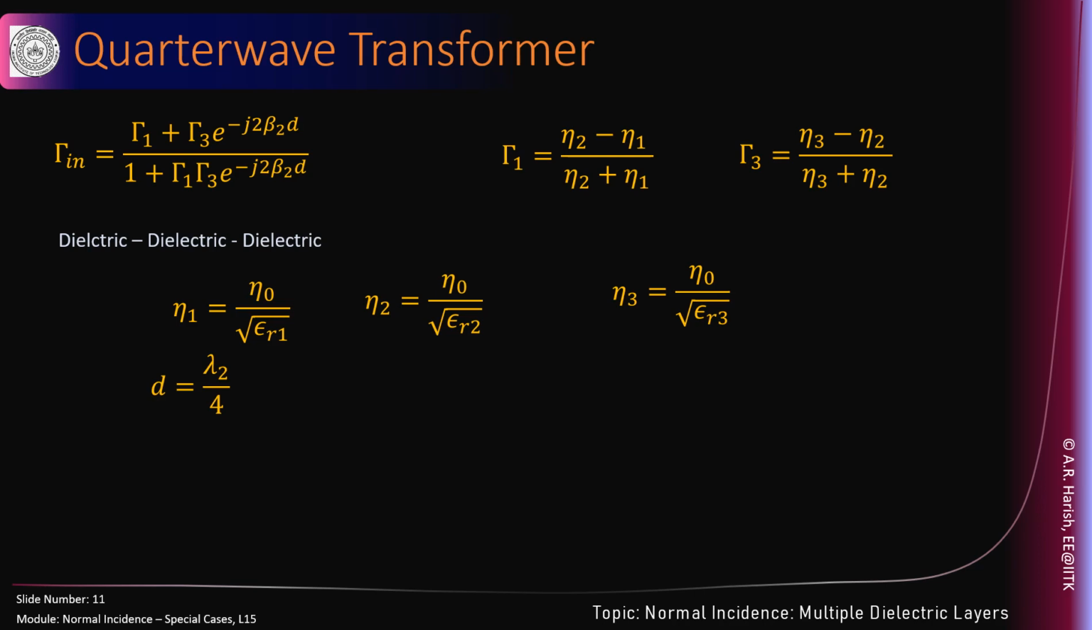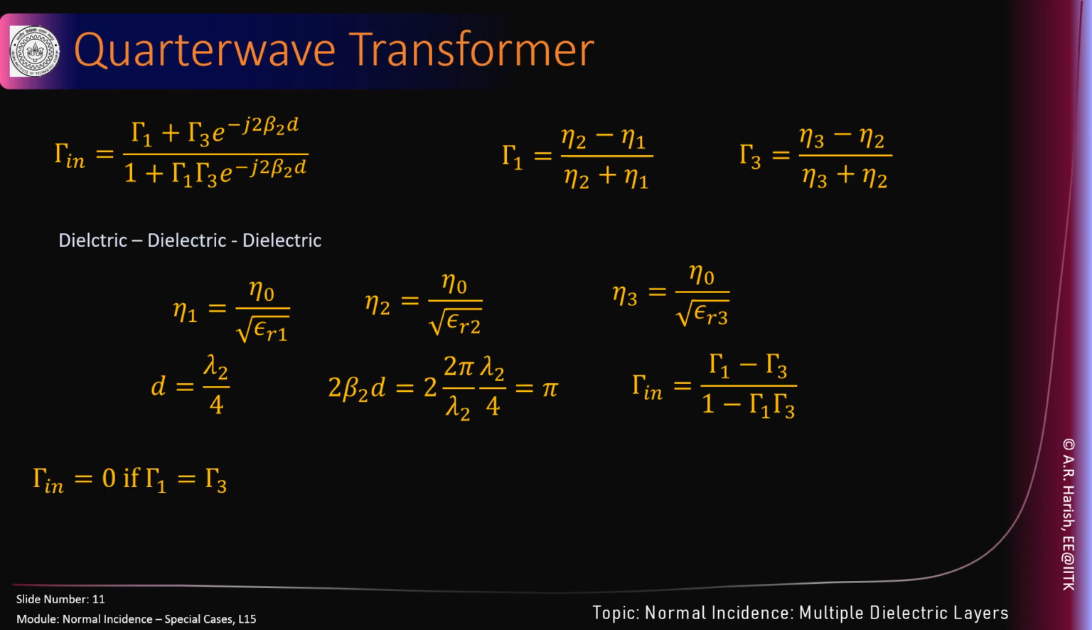Where lambda 2 is the wavelength of that wave in medium 2. If I choose this, what will be 2 times beta 2 d? It will be equal to pi. Therefore, gamma in turns out to be gamma 1 minus gamma 3 upon 1 minus gamma 1 gamma 3, because e to the power of j pi is minus 1. Now, gamma in is 0 if gamma 1 is equal to gamma 3. What is the meaning of gamma 1 becoming equal to gamma 3? We have eta 2 minus eta 1 upon eta 2 plus eta 1 equal to eta 3 minus eta 2 upon eta 3 plus eta 2.